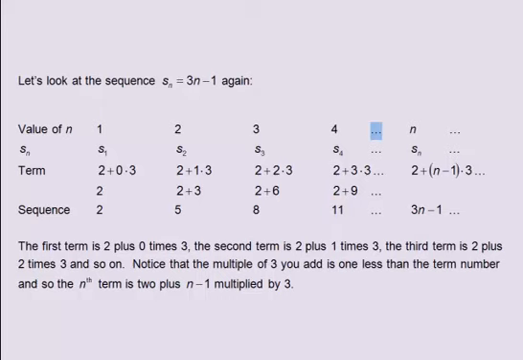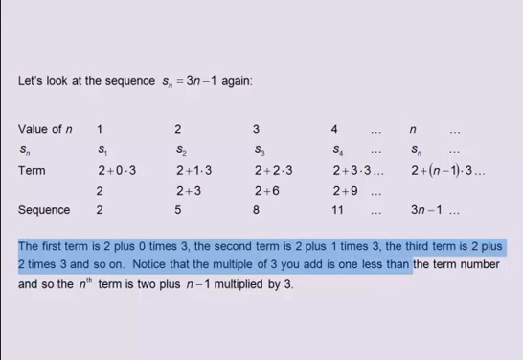This continues. The nth term, called Sn, is 2 plus n minus 1 multiplied by 3, which is the same as 3n minus 1. The first term is 2 plus 0 times 3. The second term is 2 plus 1 times 3. The third term is 2 plus 2 times 3, and so on. Notice that the multiple of 3 you add is 1 less than the term number, and so the nth term is 2 plus n minus 1 multiplied by 3.